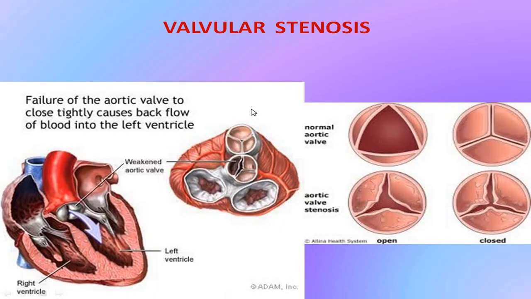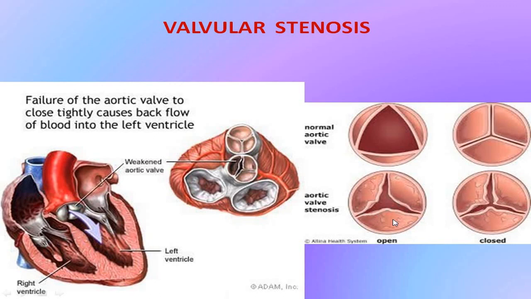This is a figure that shows valvular stenosis. As you can see, this is a valve that is present at the base of the aorta. This is a normal aortic valve in open condition that opens properly to allow the blood to flow from the ventricle into the aorta, and this is in a closed condition, so it closes properly to prevent the backward flow of blood. But in valvular stenosis and regurgitation, what happens?